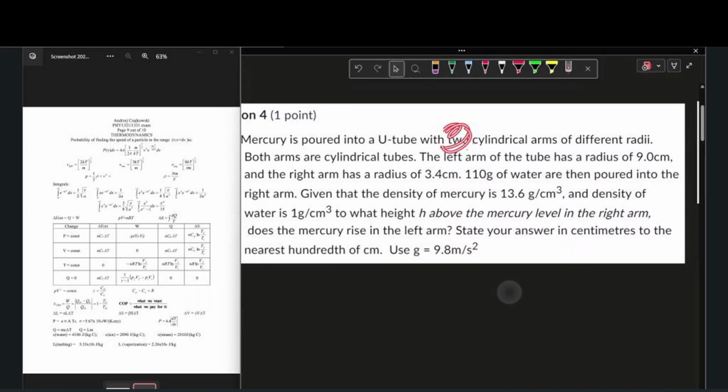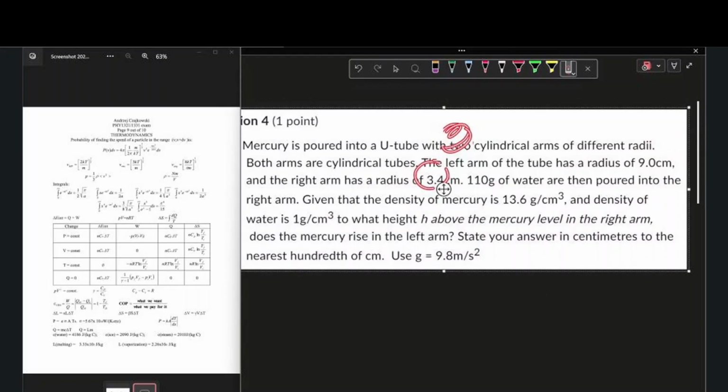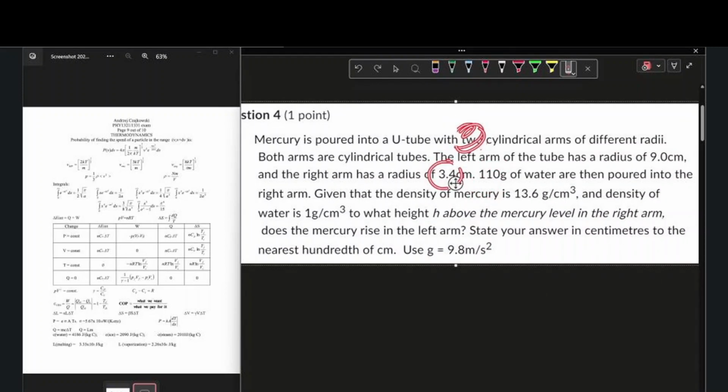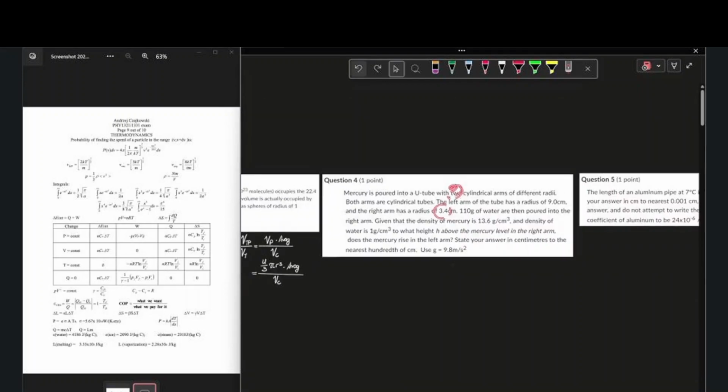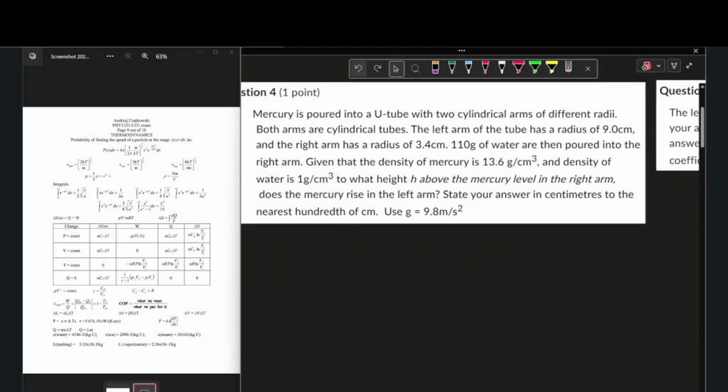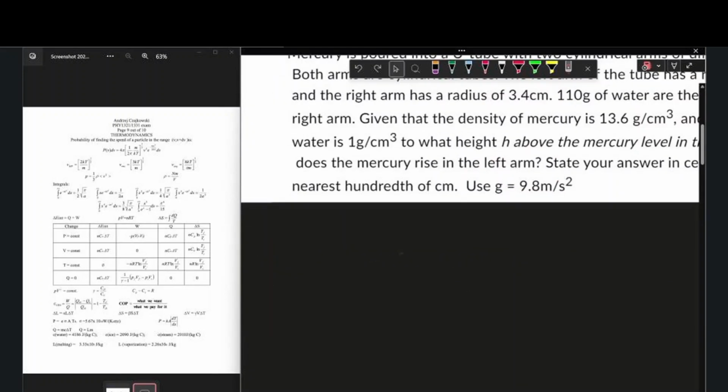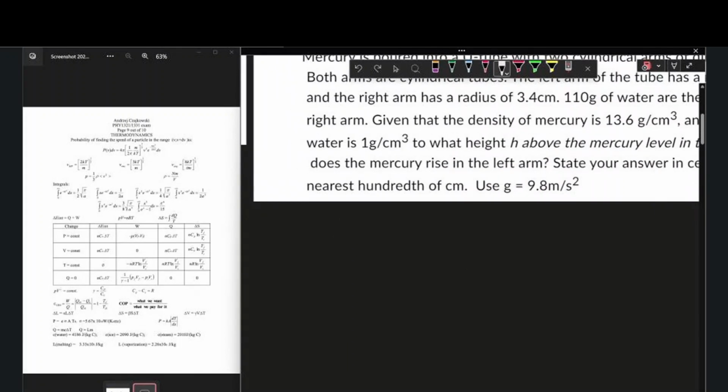And as well, we have the given radiuses, or radii, of each arm, the mass of the water poured into the tube, and as well, we have the density of mercury. Cool, so let's begin by writing everything. So I'll denote the radius, or the image.